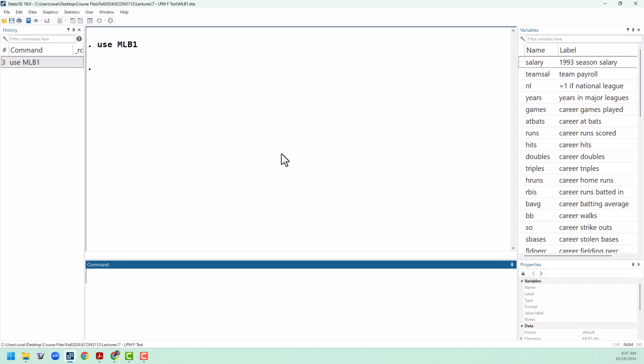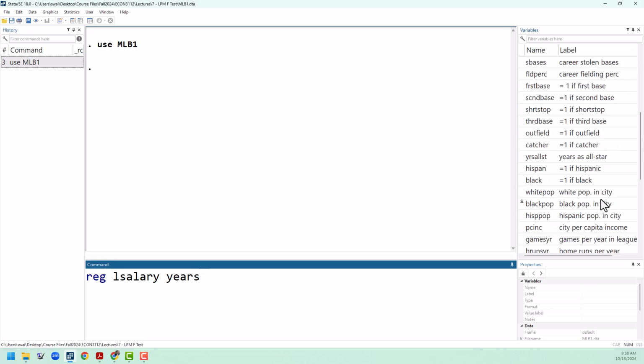In this video, I'm going to show you how to test for joint significance in a regression using an F-test. I've got the MLB dataset from Wooldridge loaded up, and we're going to run a regression of the log salary of a Major League Baseball player on the number of years in the major leagues, and then on a set of dummy variables for each of the fielding positions.